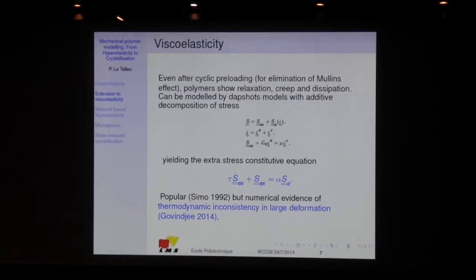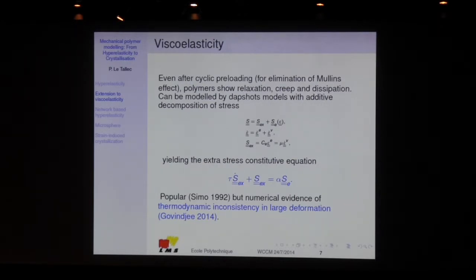So there are damage effects. The first one is the Mullins effect, so reorganization of the chains at the first loading. This can be ignored in many situations if the polymer is properly prepared by cyclic preloading before use. But in any case, they will show relaxation and they will show dissipation. And in fact, they are used for their dissipation properties. And there, the situation becomes a bit more interesting.